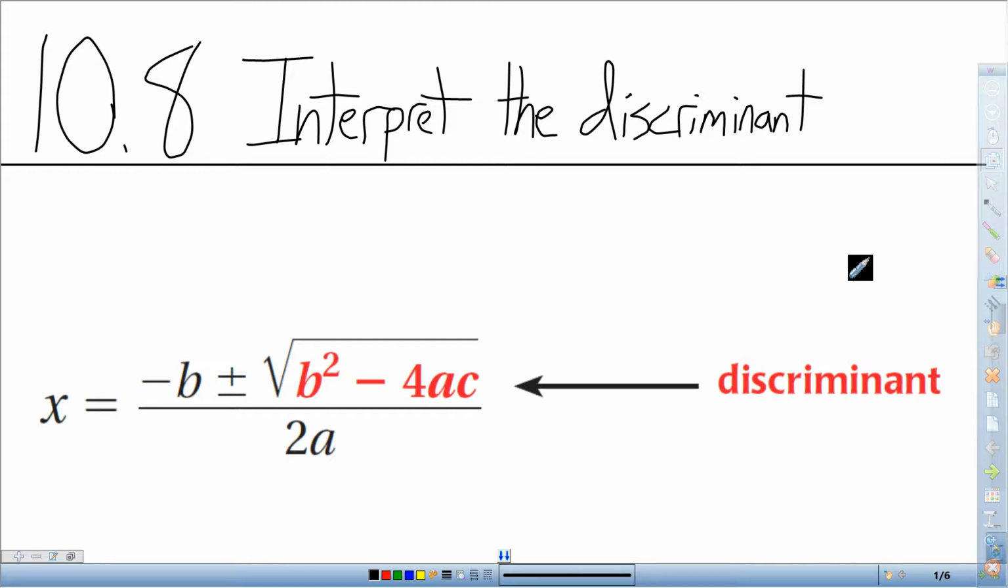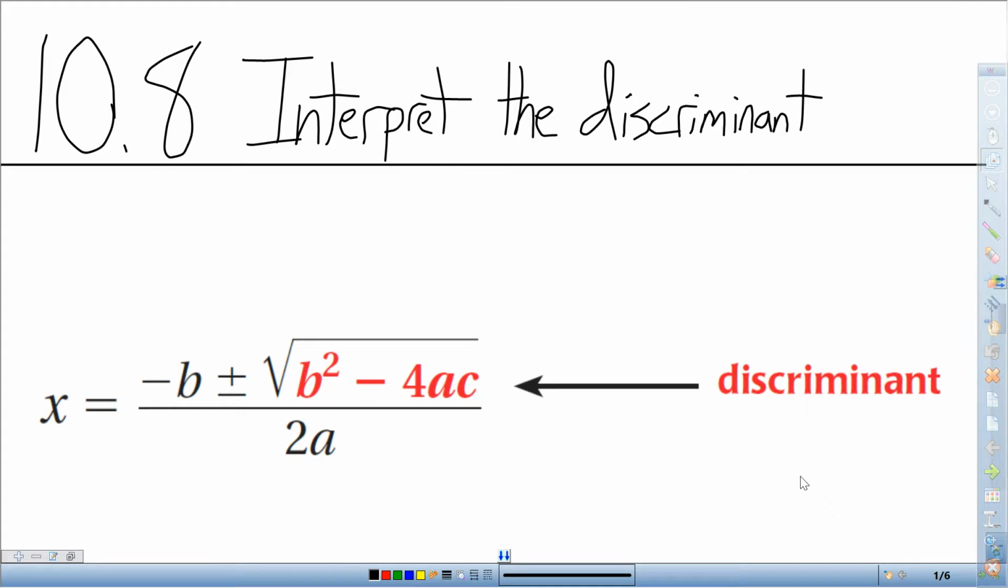Hey everybody. So we're looking at 10.8 today, and the purpose of this lesson is to interpret the discriminant. All right, and we'll get into what the discriminant is. You can kind of see here, but really what its purpose is, and then we'll move on from there. This will be a pretty quick one today, pretty simple stuff. So go ahead and get the title, copy this example of what the discriminant is, and then we'll get into it.